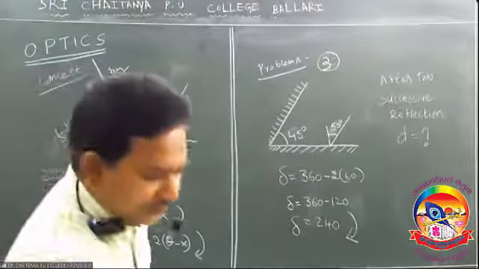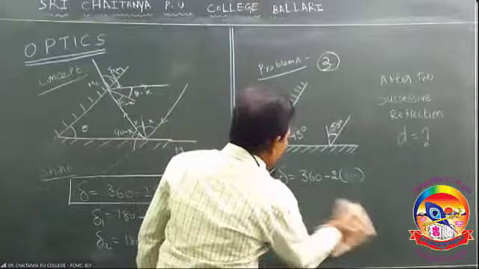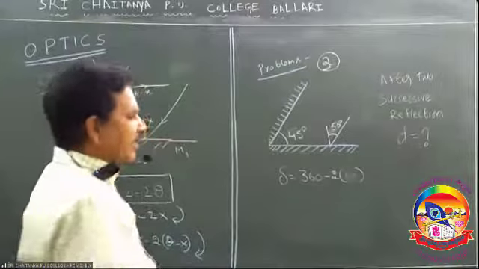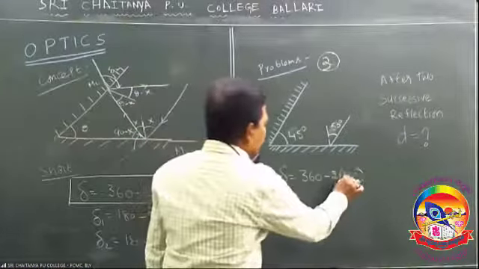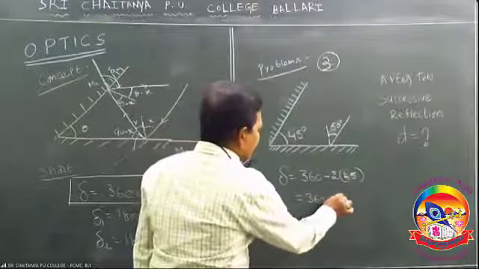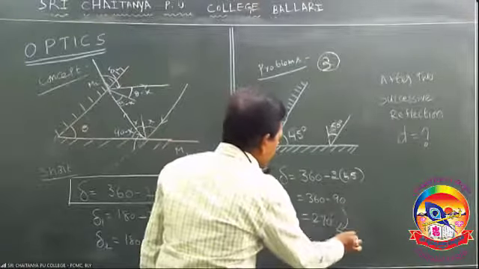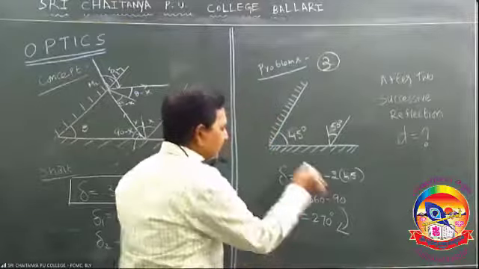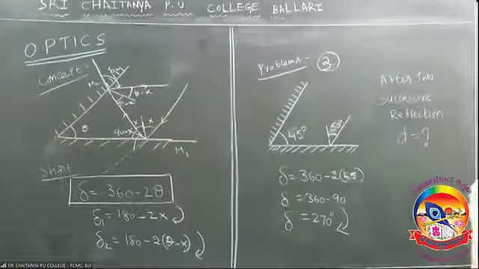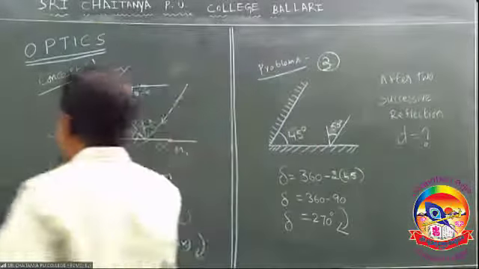Same thing. Delta is equal to 360 minus 2 theta. The angle between the two mirrors is 45. 2 into 45 is 90. 360 minus 90 is equal to 270 in the clockwise direction. That is the total deviation after 2 reflections. Now I think you can do any problem on this model.